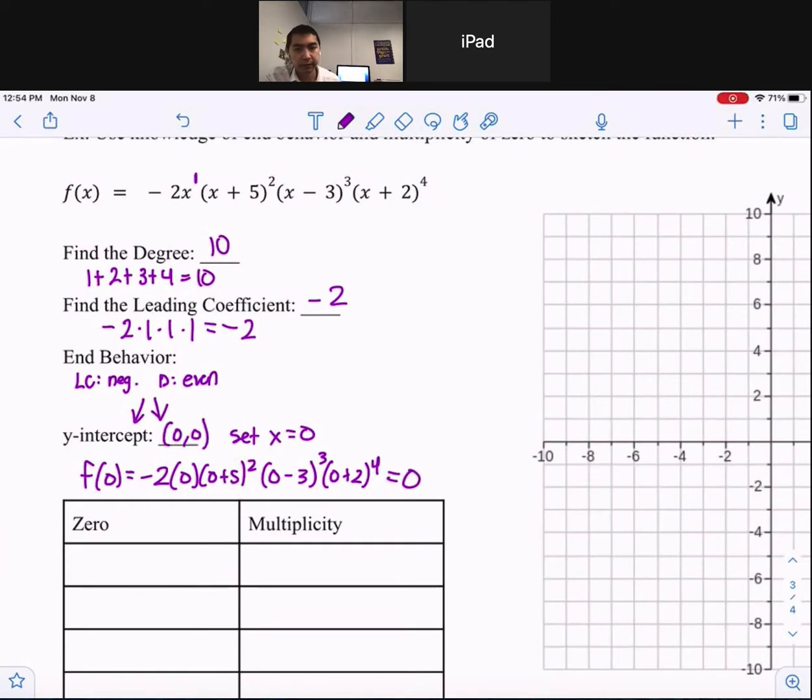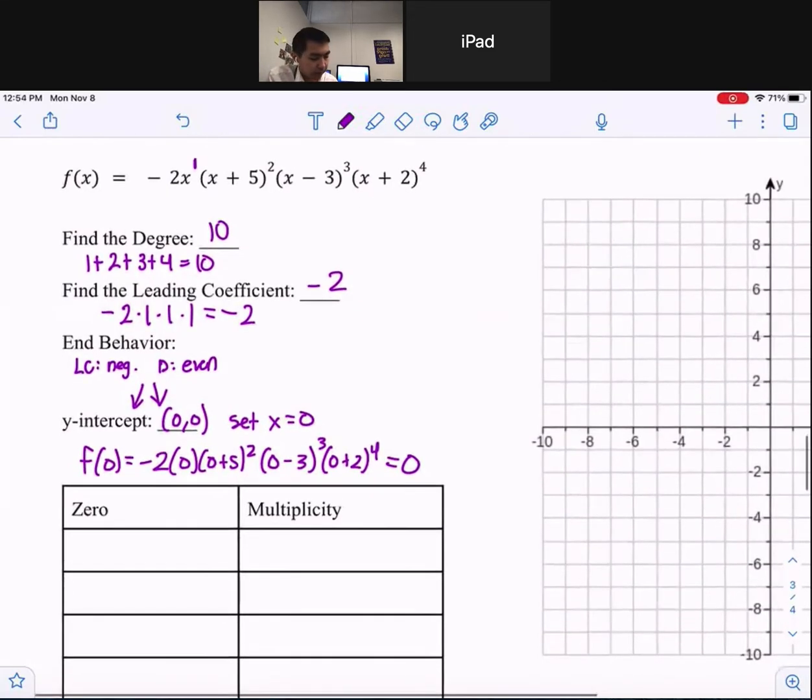So the y-intercept is (0, 0). Okay, let's find our zeros then. If you set this factor equal to 0, what x value would make this whole thing 0? That's if x is equal to 0. Don't you guys agree with that? If this was 0, 0 times -2 is 0, right?